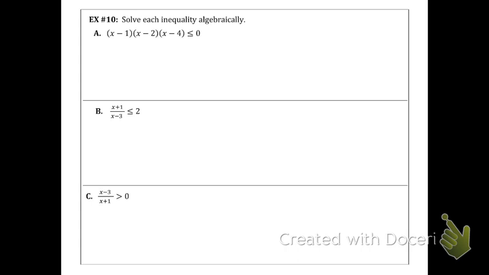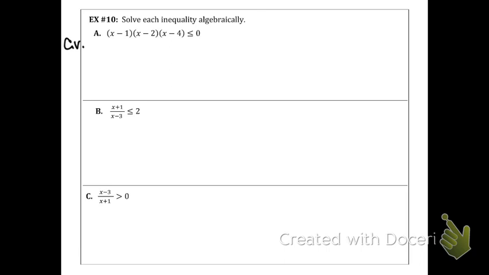All right, so let's look at example 10, because it wants us to solve this algebraically. And A is just a review, and it's just a regular polynomial. And so we're going to find our critical values, which since there's no denominator, we don't have to worry about that. So it's just set each of these factors equal to 0 and solve. And so I'm just going to call them CV, critical values.